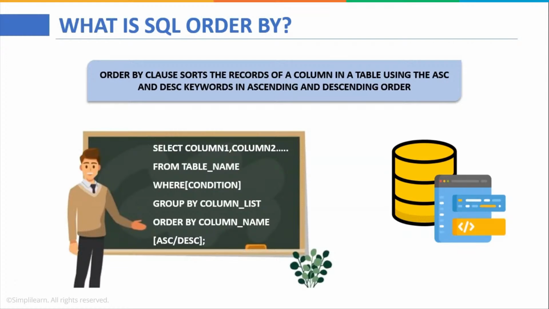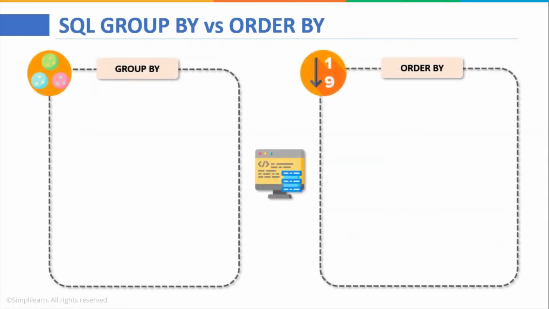Now let us look at the syntax. The syntax is: SELECT column1, column2 FROM table_name WHERE condition, which is optional as per your requirement, GROUP BY column_list, ORDER BY column_name, and you can mention the ASC or DESC keyword as per your need. Now that we have understood both of these statements, let us understand the differences between GROUP BY and ORDER BY.